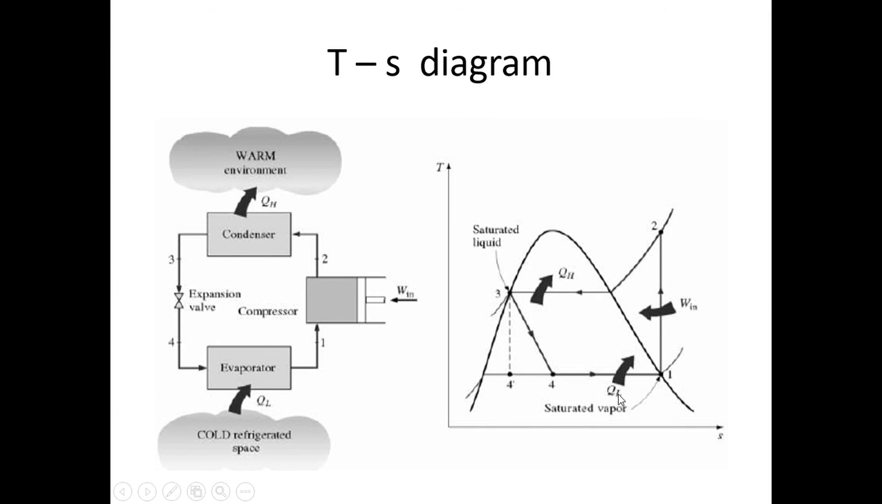So you have compression 1 2. Then 2 3 is condensation. So first from 2 desuperheating occurs, then it is condensation, then it is expansion 3 4. Expansion follows a curve like this. It is not isentropic, it's an isenthalpic process. So in a TS diagram it's a curve like this.